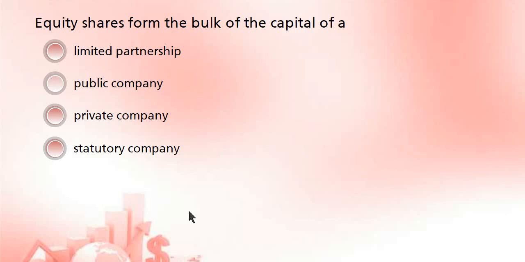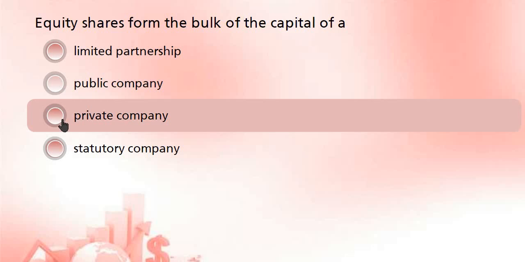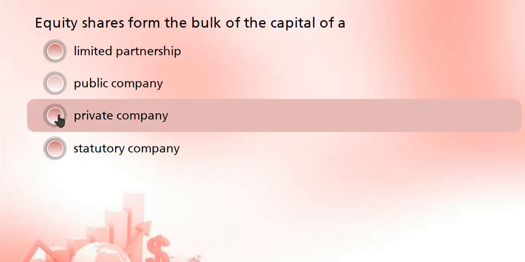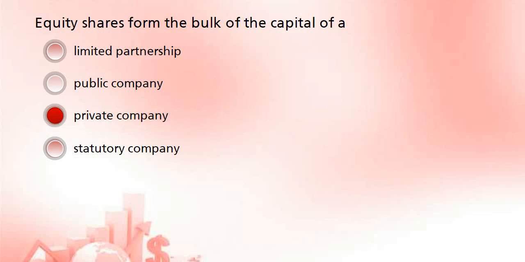Question 22. Equity shares form the bulk of the capital of A, limited partnership, B, public company, C, private company, D, statutory company. The right answer is a private company because equity shares are owner's shares. It is the main or major capital of a private company.